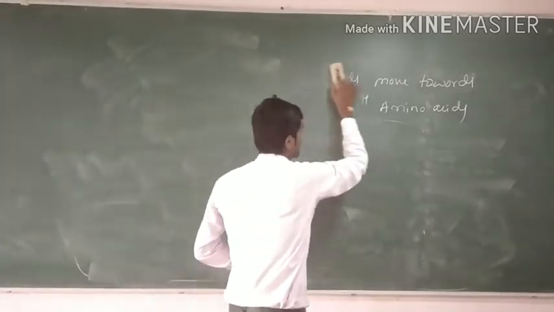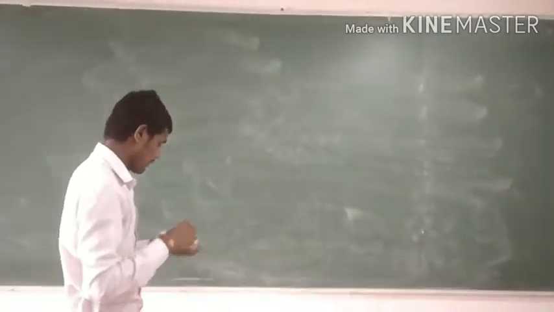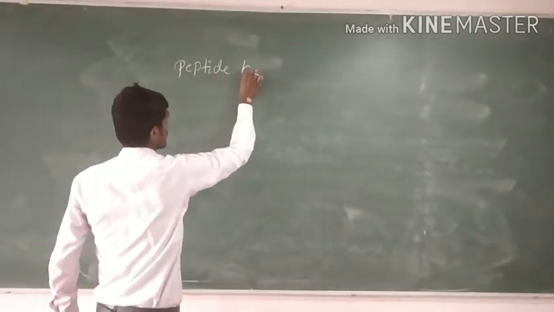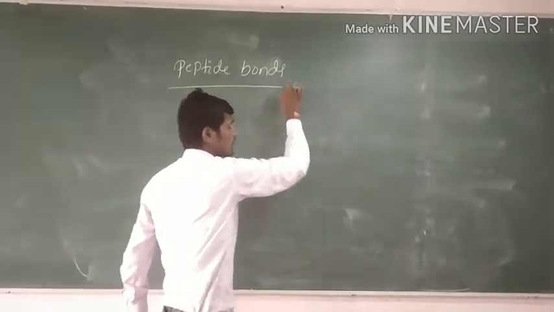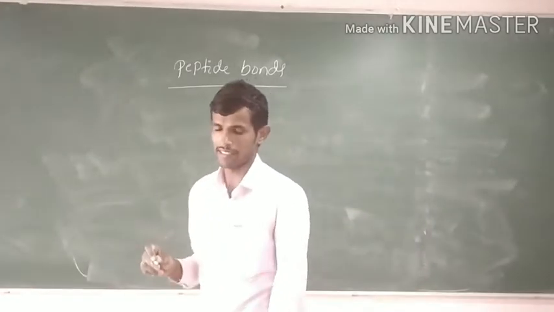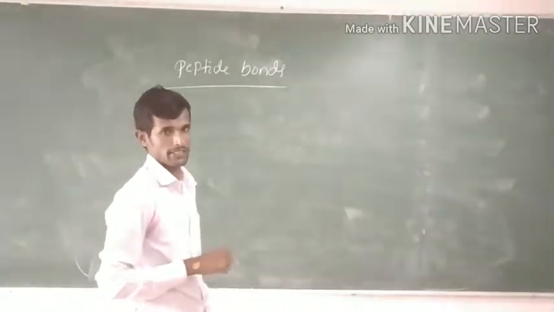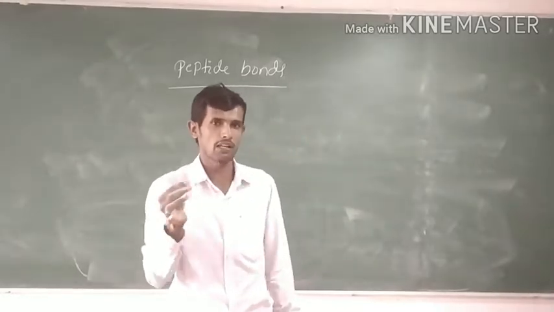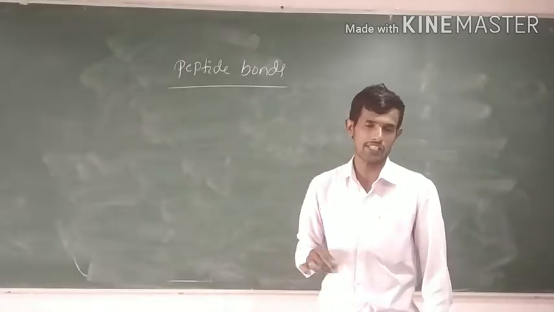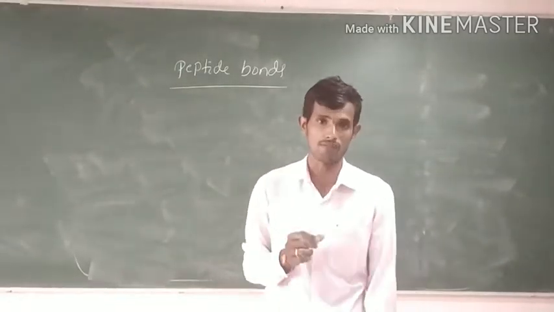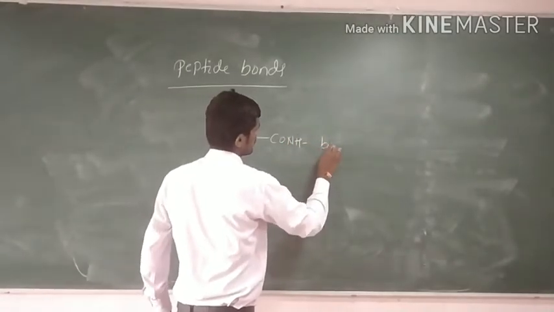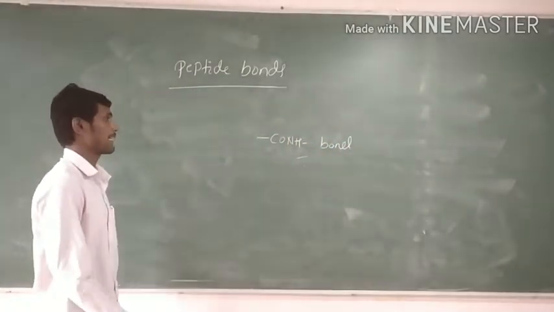Next, about peptide bonds. When one amino acid undergoes condensation with another amino acid, condensation means removal of a water molecule, and forms the CONH bond, then it is called a peptide bond.